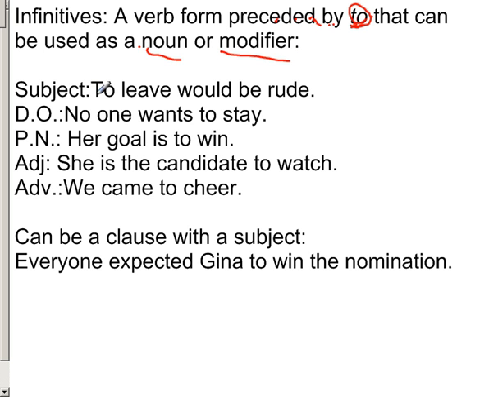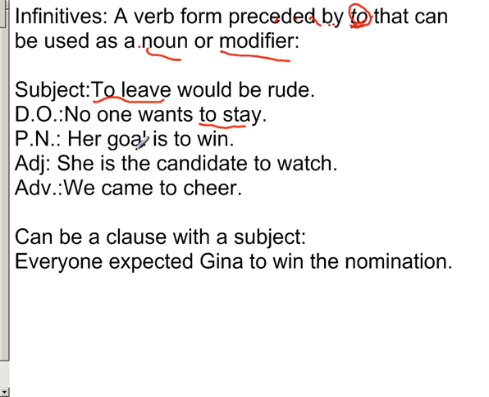In the first sentence, the infinitive is "to leave," alright? "To leave would be rude," right? Here, this is used as the subject, okay? As a direct object: "No one wants to stay," alright? Obviously, "to stay" here is used as an object because basically it answers the question what or whom from the subject, like I told you earlier this year.